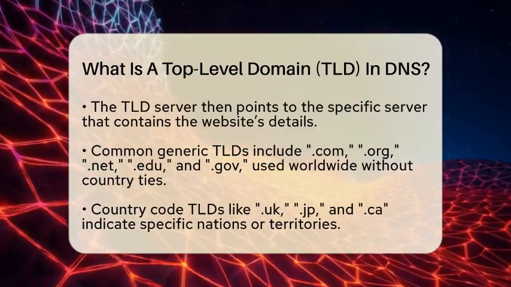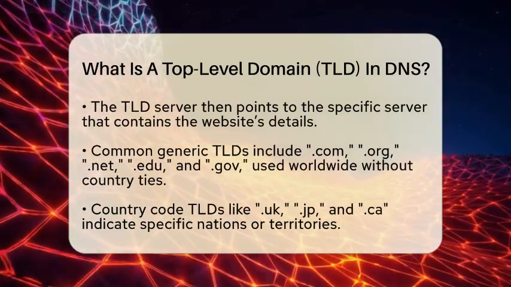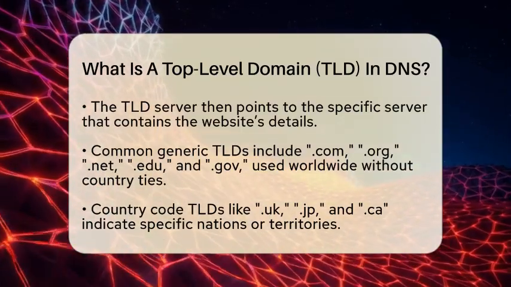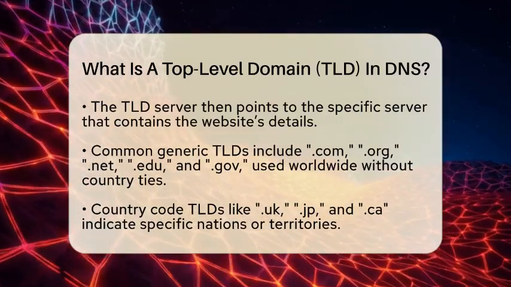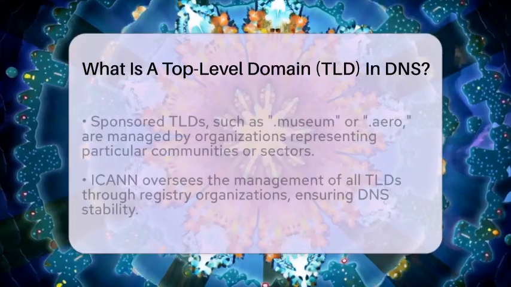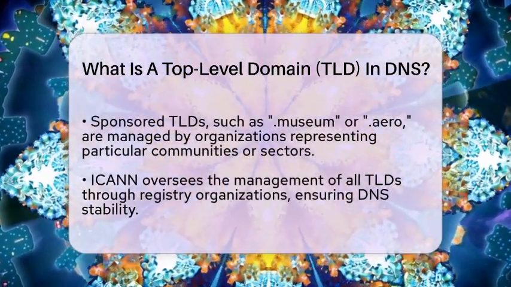Next are the country code top-level domains, or ccTLDs. These are specific to countries or territories. For example, .uk is for the United Kingdom, .jp for Japan, and .ca for Canada. They help show where a website is based or who it's meant for.